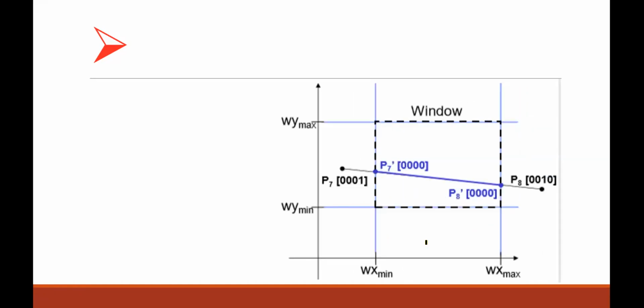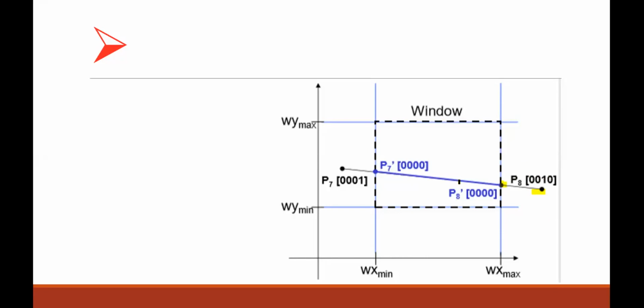Now moving forward to the next case, that is the P7 P8 line segment. Here both the line segments are outside, but their bitwise AND operation will be 0000. We'll apply the same thing which we applied in our last case. In this, the point of intersection corresponding to the border is P8 dash. So we will update P8 to P8 dash and update its region code to 0000.